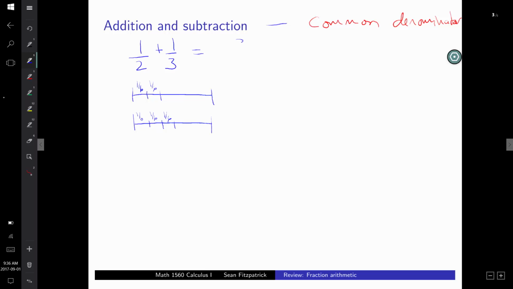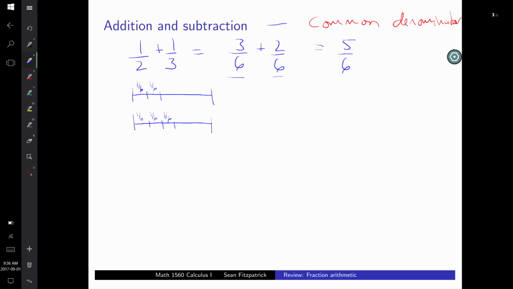So 1/2 is the same thing as 3/6. Multiply top and bottom by 3. For 1/3, I multiply top and bottom by 2. 1 times 2 is 2, 3 times 2 is 6. Now I'm adding things that are the same. I'm adding sixths. If I add 2 things with the same denominator, I just combine the numerators. If I have 3 of them and I add 2 more, then in total I have 5/6. That's the way it works for addition and subtraction.